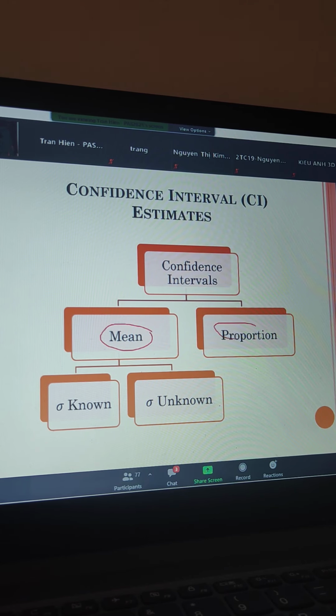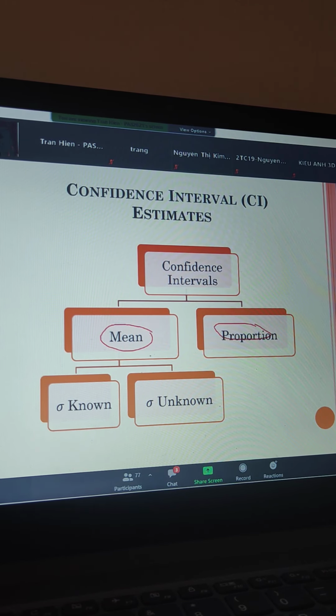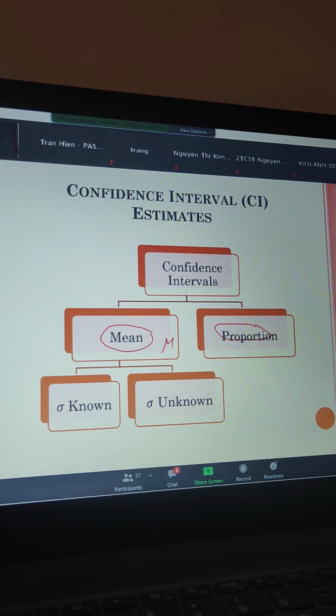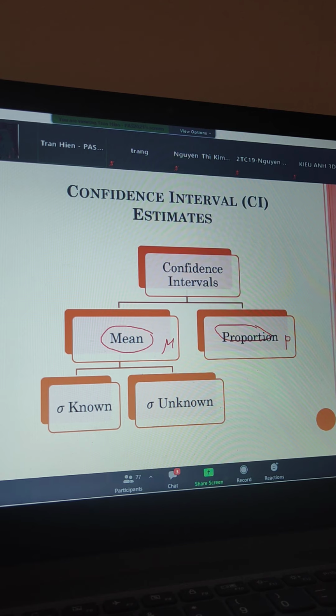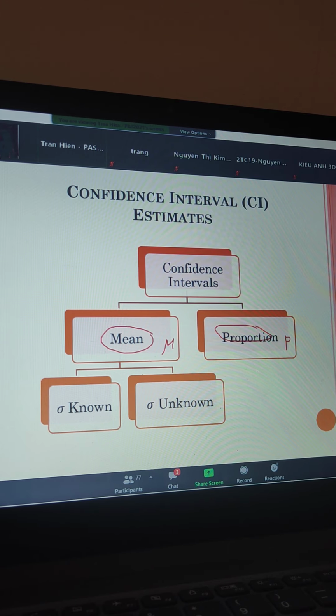Mean for population is denoted by mu and proportion for population is denoted by P. In order to develop an interval estimate of a population mean, the population standard deviation sigma must be used to compute. In most applications, sigma is not known. So for this lecture, we will focus on three main cases.